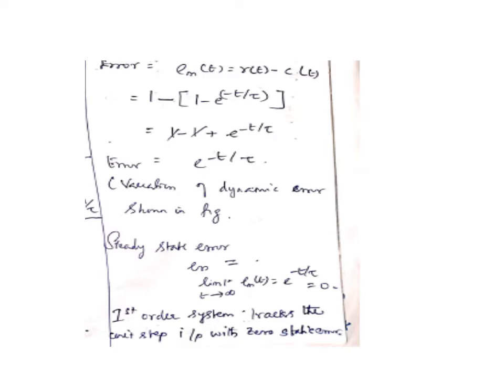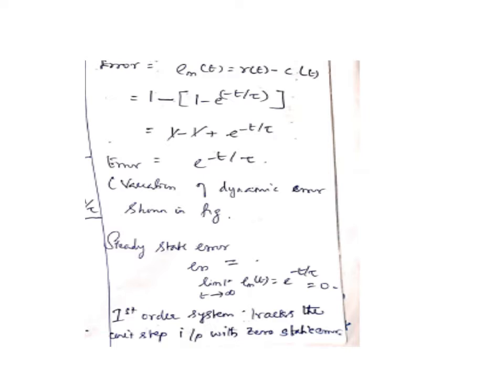So 1 r of t is nothing but 1, that we know, and c of t we just derived and found. So the same value that I am using here, 1 minus, within bracket, this is nothing but our c of t. Okay, taking this bracket, this one and this one get cancelled, and minus of minus becomes plus. So therefore this becomes e power minus t by tau. So the error equals e power minus t by tau.